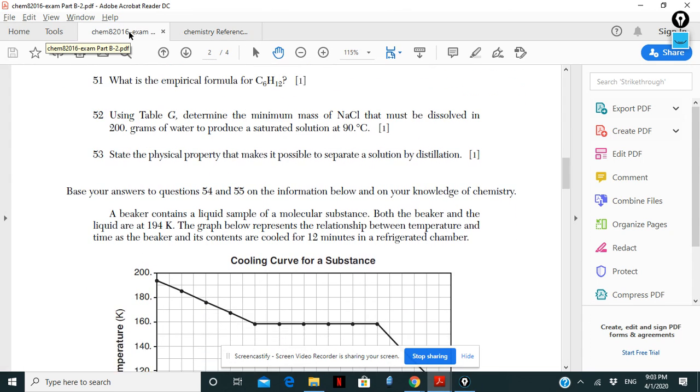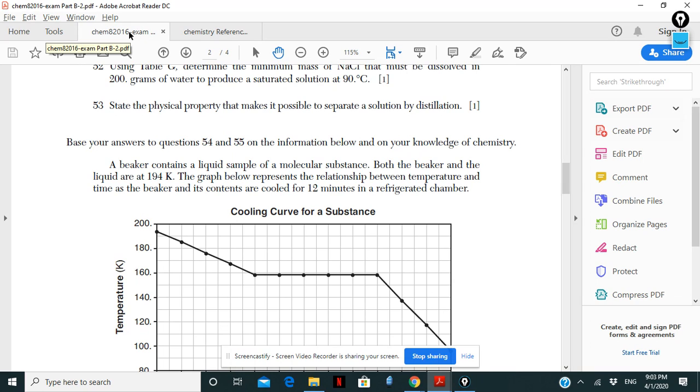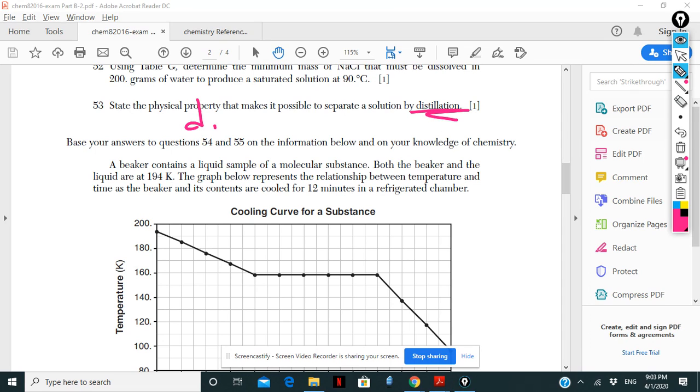Question number 53. State the physical property that makes it possible to separate a solution by distillation. In distillation, I use the difference in boiling point, since the materials have different boiling points. That's the way I separate the mixture using distillation. Distillation means different boiling points. So that's the way I'm going to separate.